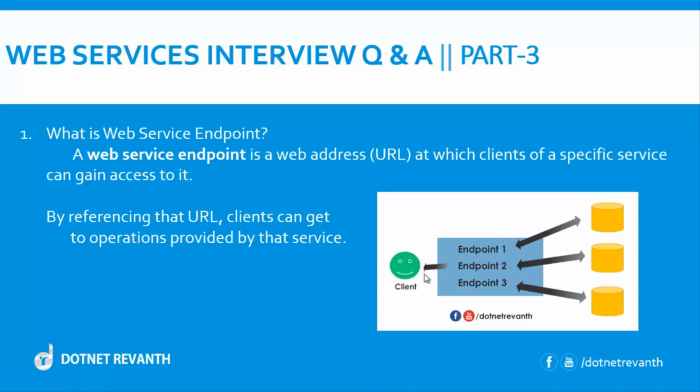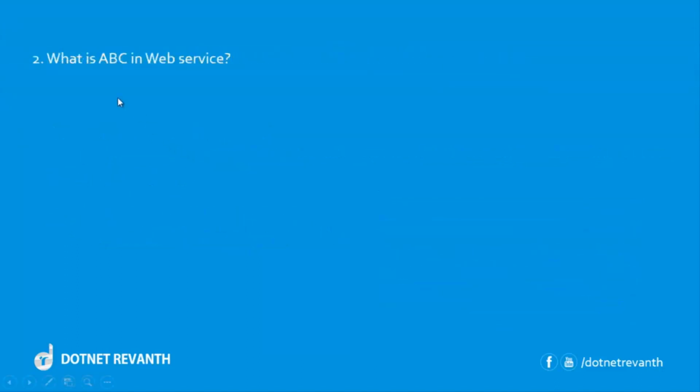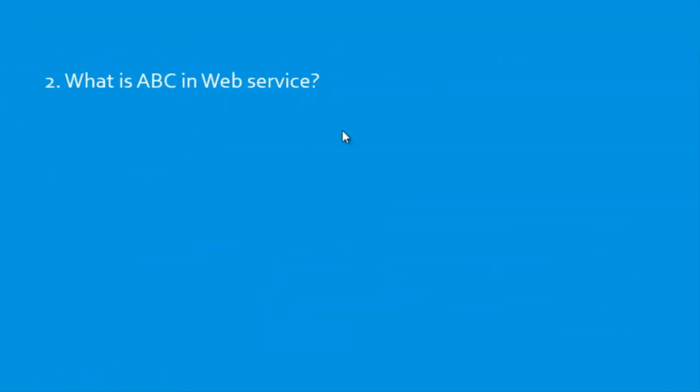A client application can have multiple endpoints. Depending upon the endpoint, it will connect to that particular web service. Second question: what is ABC in a web service?